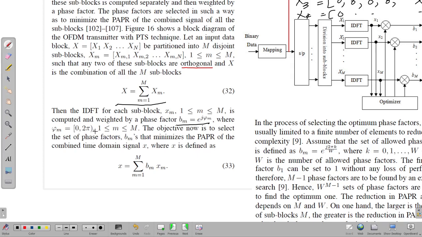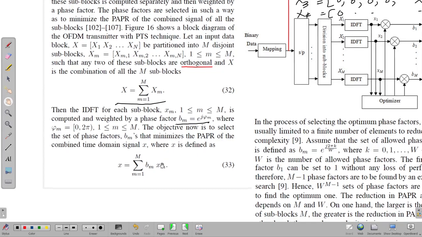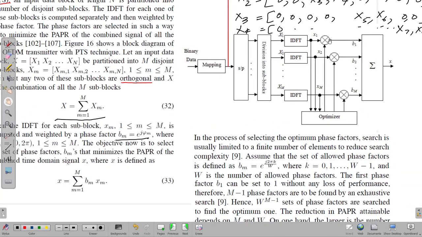And you can have bm, where m is varying from 1 to m. You can have any of the m sequences. And what should be the value of m? What should be the value of b1, b2 up to bm? That is decided by the optimizer based on the values of IDFTs x1, x2 up to xm.